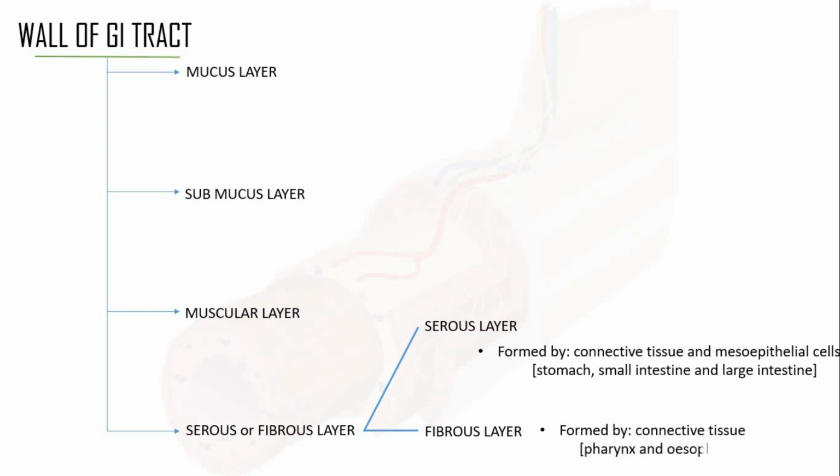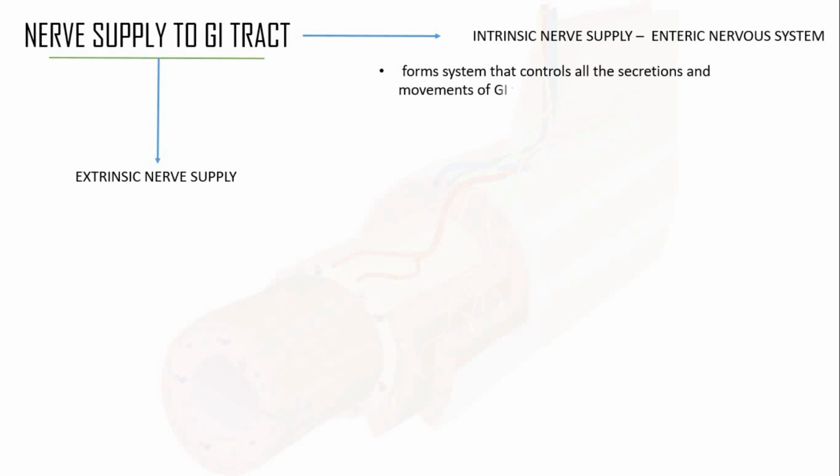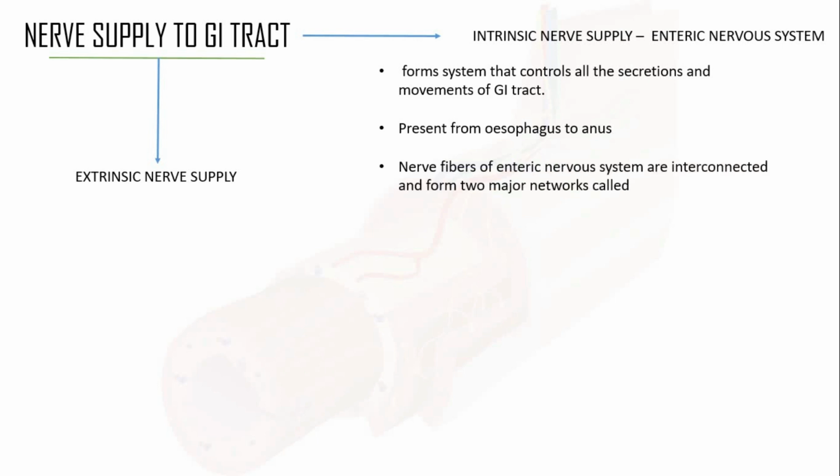Now let's have a look at the nerve supply to the gastrointestinal tract. The GI tract has two types of nerve supply: intrinsic nerve supply and the extrinsic nerve supply. Intrinsic nerve supply forms the enteric nervous system that controls all the secretion and the movements of the GI tract. The enteric nervous system is present within the wall of the gastrointestinal tract from the esophagus to the anus. Nerve fibers of the enteric nervous system are interconnected and form the Auerbach plexus and the Meissner's plexus.